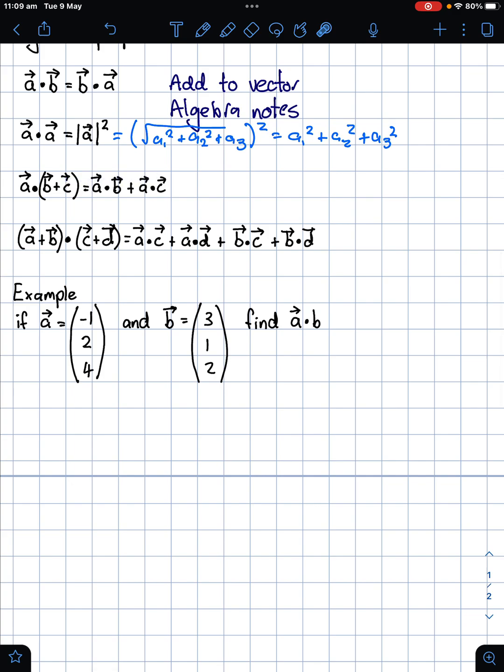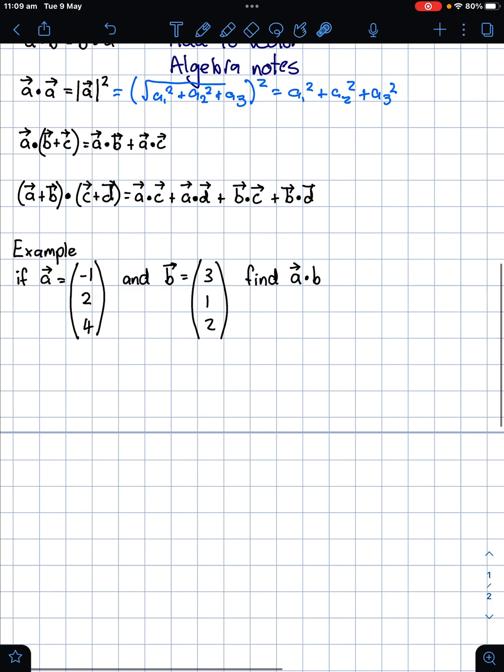These are like distributions. If we're adding b and c together and then doing the dot product of those with a, we could do them individually. This answer is just going to be a constant. You've also got this one, which is like our FOIL expansion in algebra. We've got a times c, a times d, b times c, b times d, and these are all dot products. This is if we add two vectors and take the dot product with two other vectors added together.